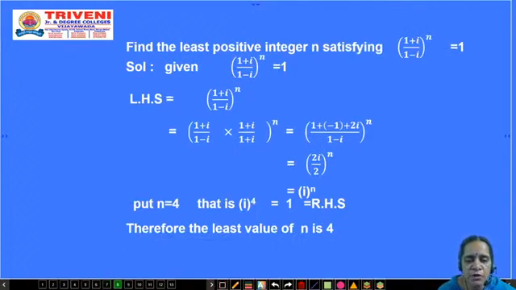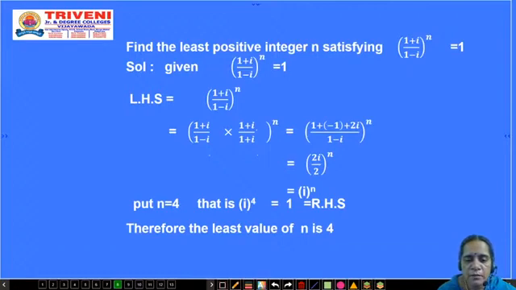Find the least positive integer n satisfying the equation (1 plus i) by (1 minus i) whole power n is equal to 1. What is the least value of this equation? We have to find the value of n. Given, by the problem hypothesis, (1 plus i) by (1 minus i) whole power n is equal to 1. We rationalize the denominator here. Then the numerator and denominator can be multiplied here.